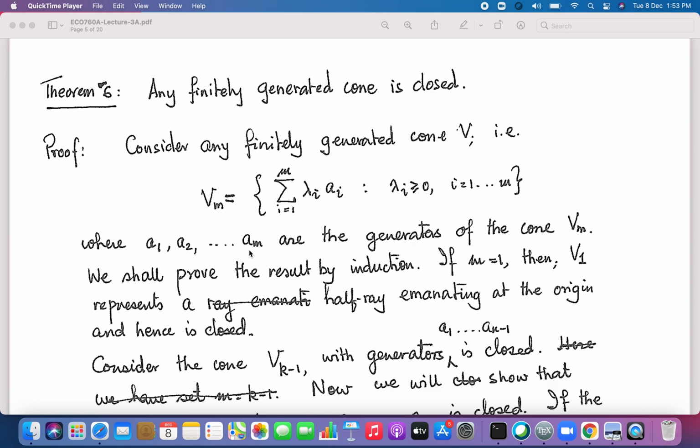So if you take just one vector, lambda 1 a1, where lambda 1 is positive, as you vary lambda 1, which is greater than or equal to 0, you actually look at a ray emanating from 0 and moving along the direction of a1, which means it is just a half line, and a half line is a closed set, which you know.